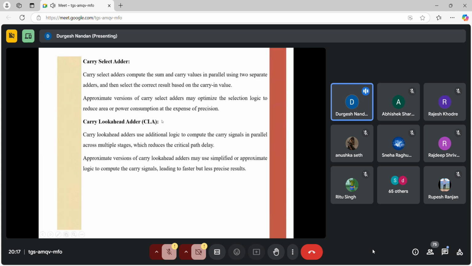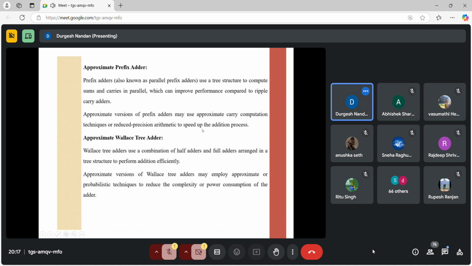Another one is the carry select adder. If we want to develop the approximate version of the carry select adder, it may optimize the selection logic to reduce area or power consumption at the expense of precision. Another one is the carry look ahead adder. In the carry look ahead adder, we use simplified or approximate logic to compute the carry signal, leading to faster but less precise results.